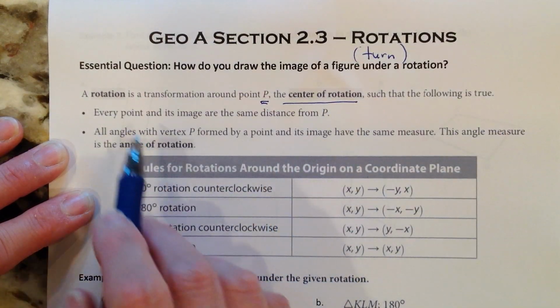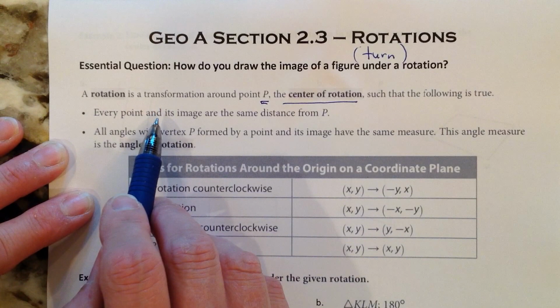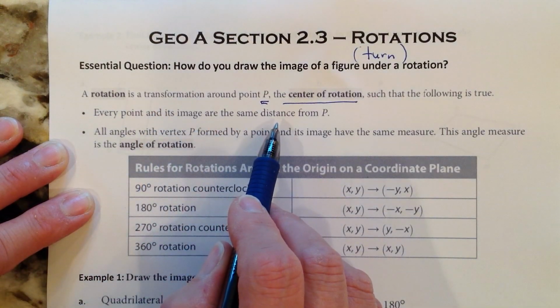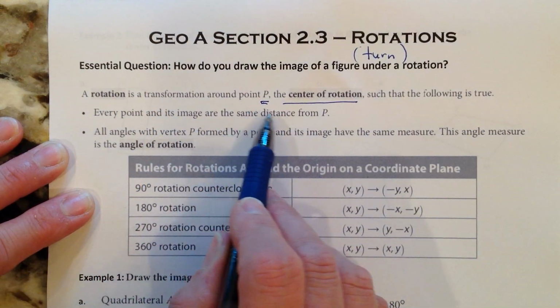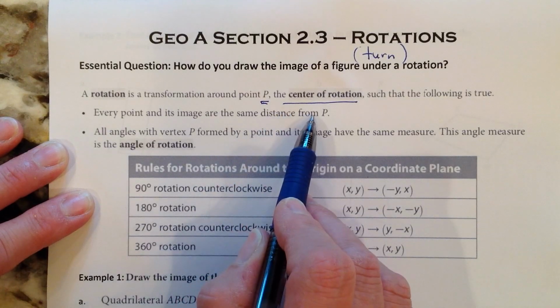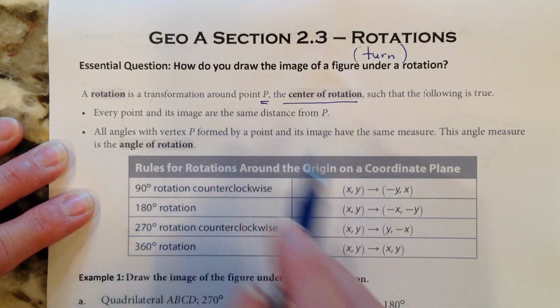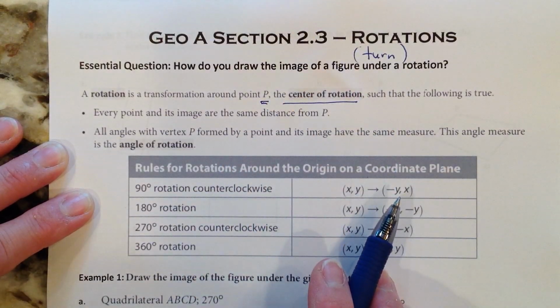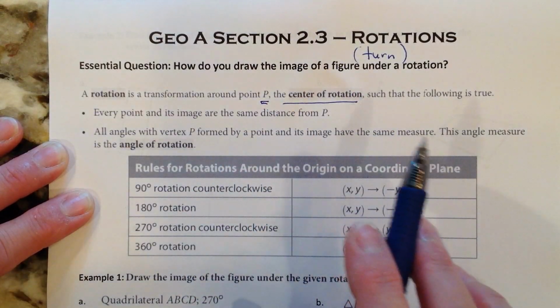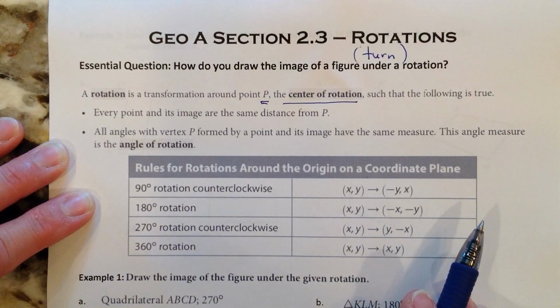Every point that's on the original figure will be the same distance from the center of rotation as any other point on the new figure, which makes sense. If you're just rotating something, you're not changing the shape or size, you're just changing its placement. So it's another rigid transformation.